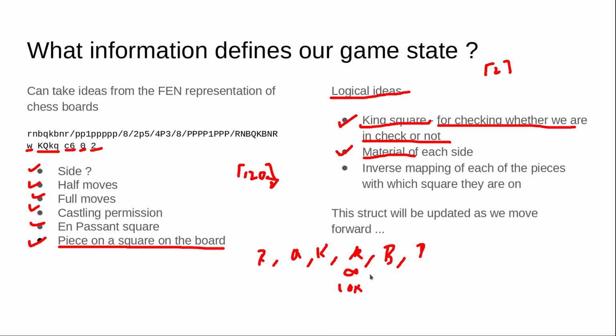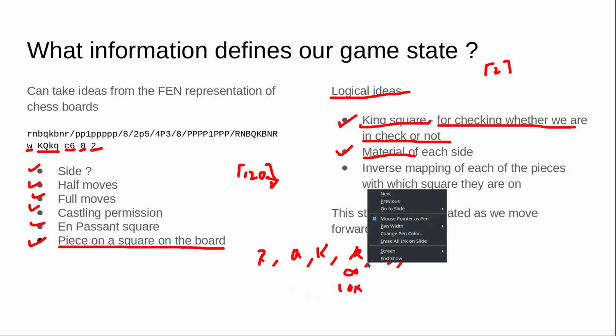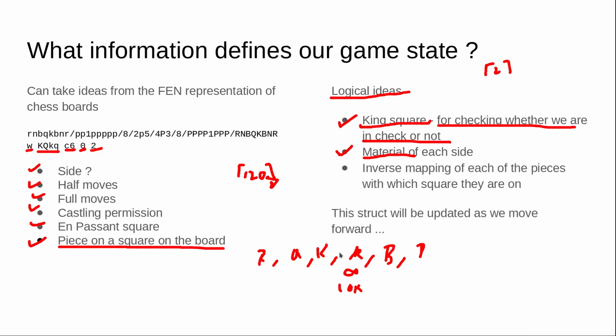So this was not the king actually. This is the king. A king is worth around 10K. A knight is worth around 300, and the queen is worth around 900. The rook is worth around 500, and the bishop is also worth around 300. And the pawn is worth around 100.